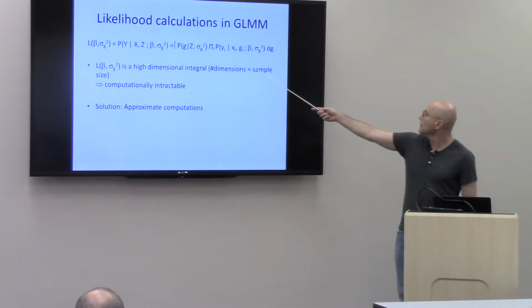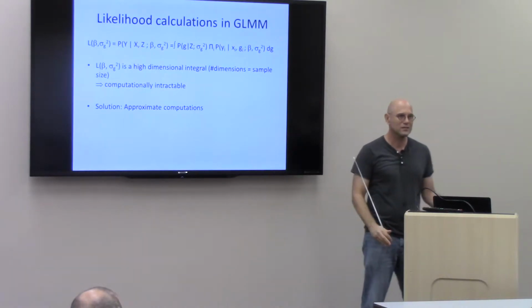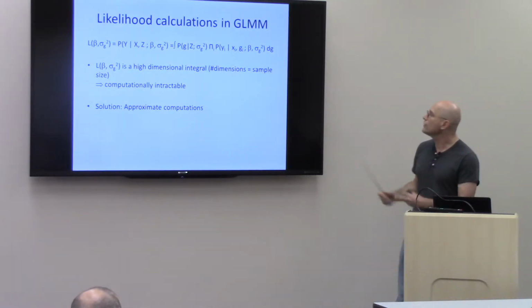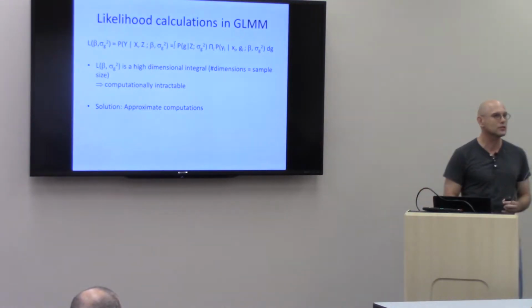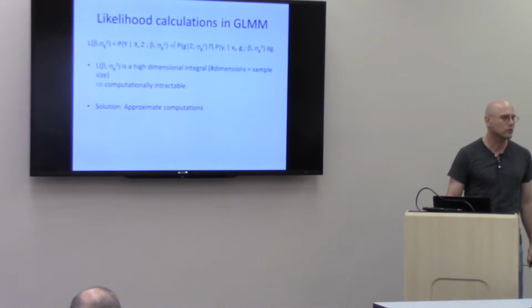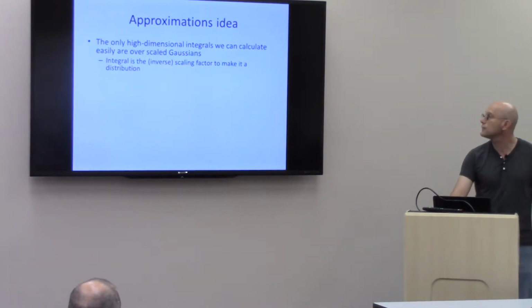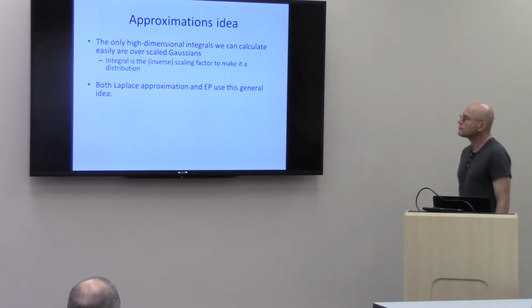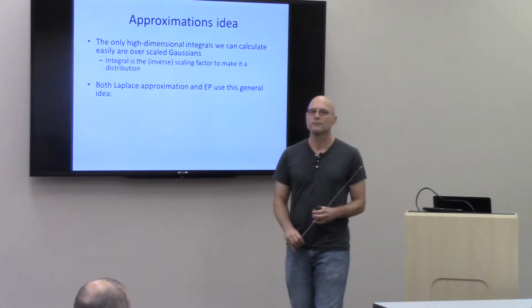This function is not a distribution, because then the integral would be exactly 1. But we're going to try to estimate this function with a scaled Gaussian, to get as close as possible. Then we know the integral, it's 1 over the scaling factor to get a Gaussian distribution. Okay, so this is actually the common idea to both of these approaches. So you try to approximate your function by a Gaussian.